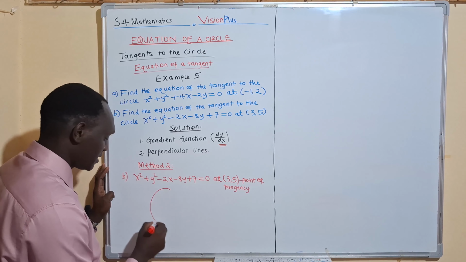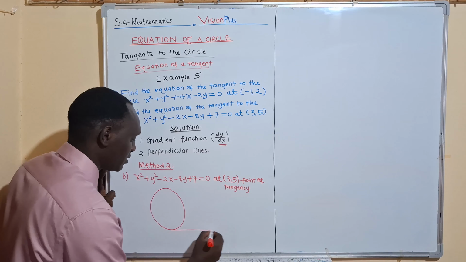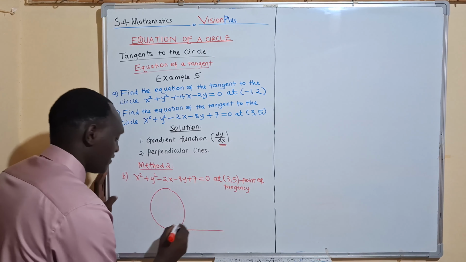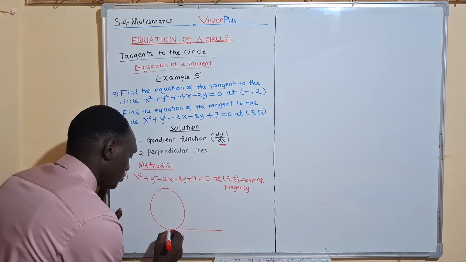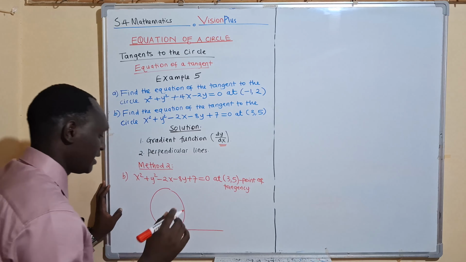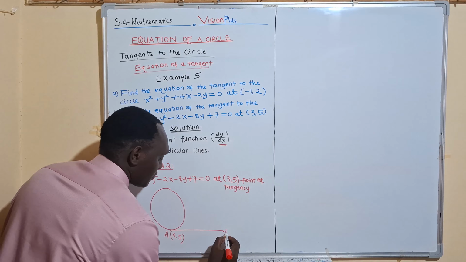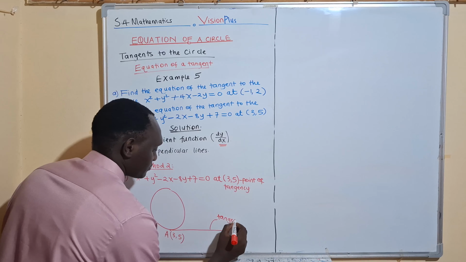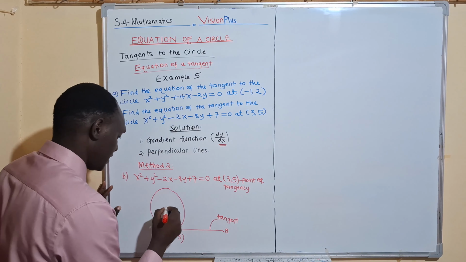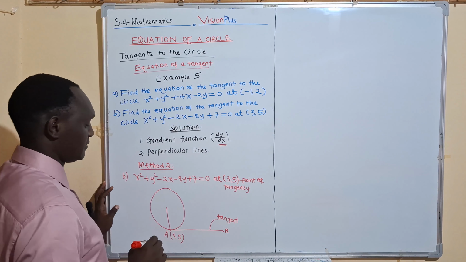So we just sketch our circle, and we say, assuming that is our point of tangency, which is given as (3, 5), let me call it point A, or you can call it any other letter to make the work easy. Assuming the tangent is coming from point B, this is our tangent. We have the center here in the middle, and then this is the radius.